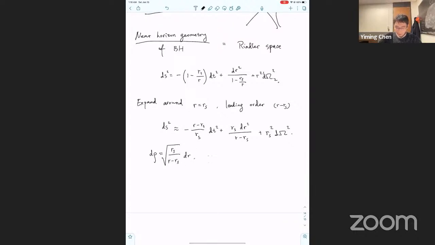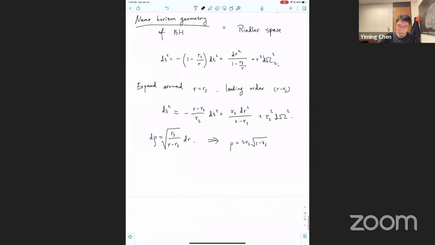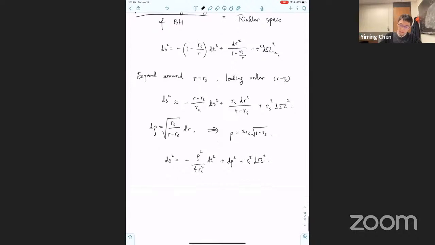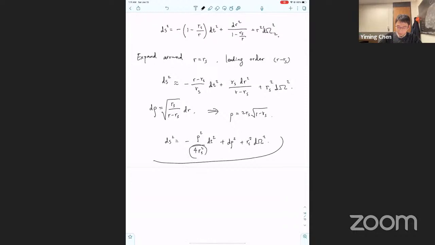Okay, and you can walk it through and see that rho is equal to 2 r_s square root of (r minus r_s). And in terms of the rho coordinate, you immediately see that the metric is now given by minus rho squared dt squared over 4 r_s squared plus d rho squared plus r_s squared d Omega squared, okay? So up to a factor of 4 r_s squared here, it will be the Rindler metric that we have already discussed.